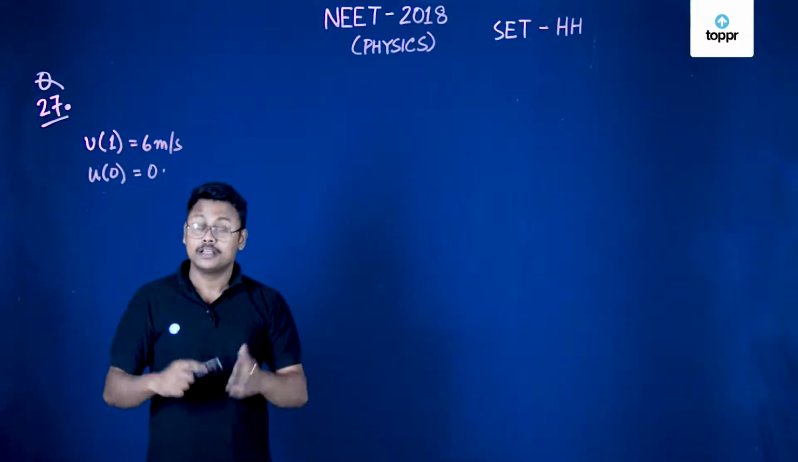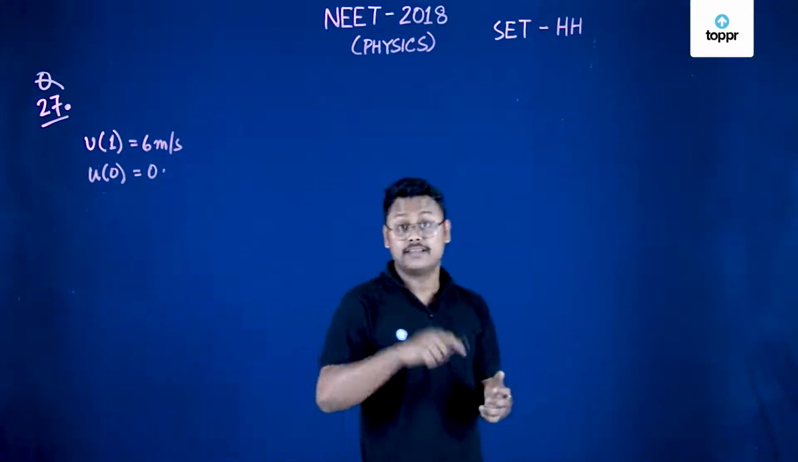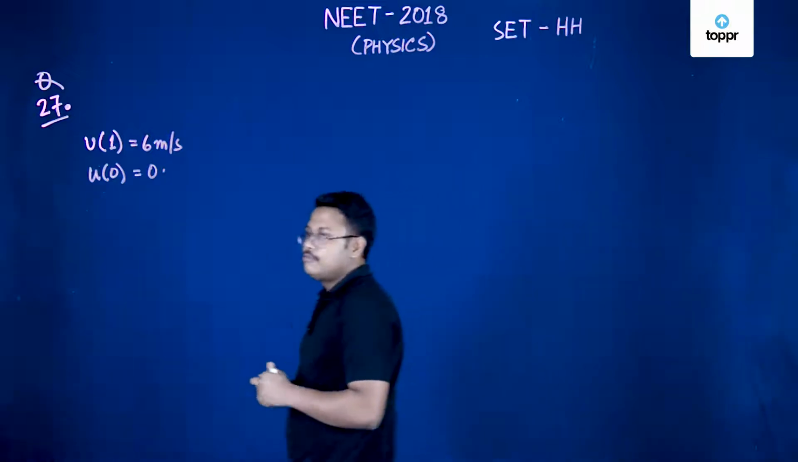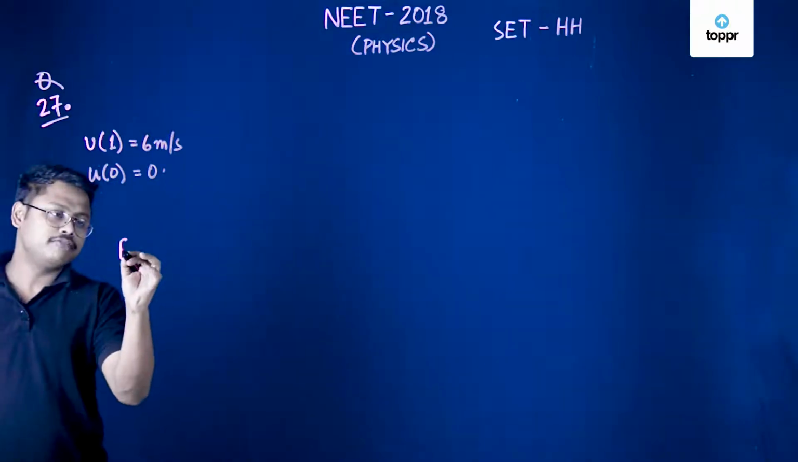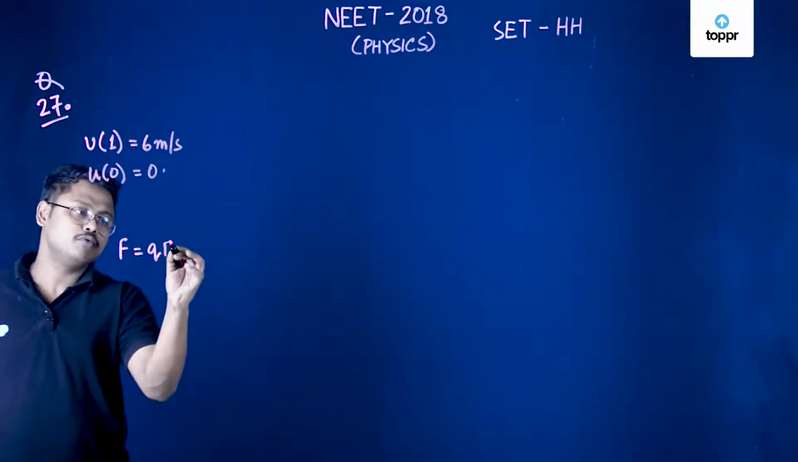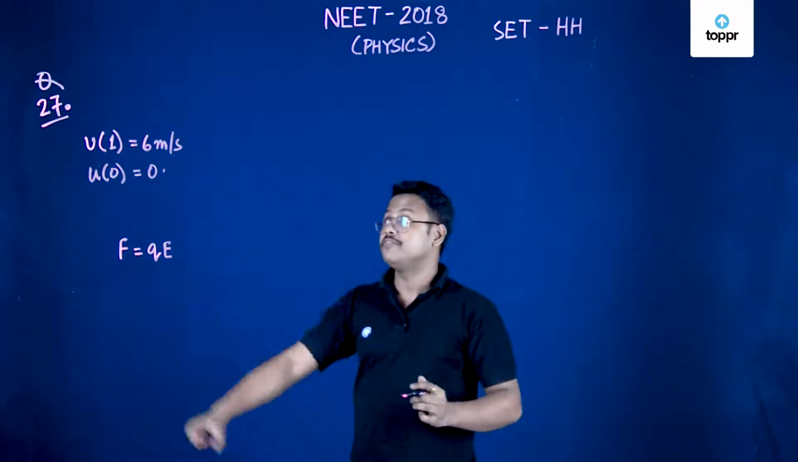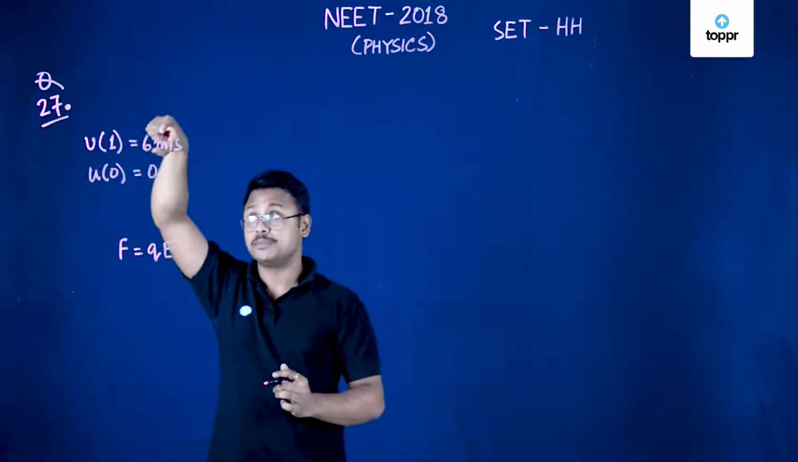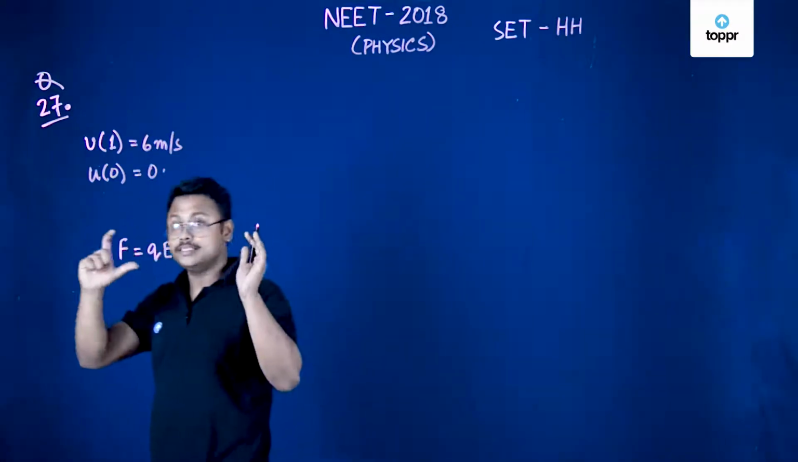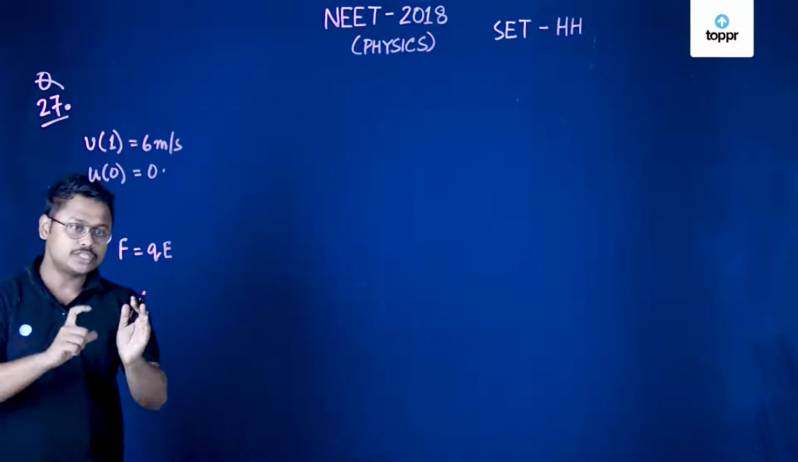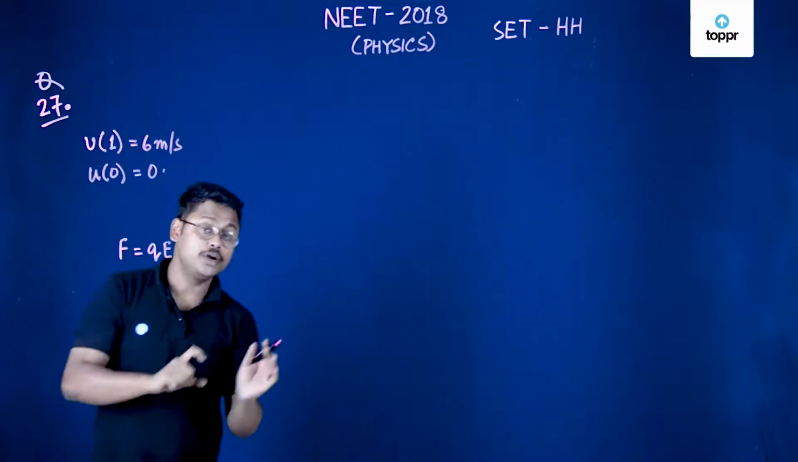Hello students. Now let us discuss question number 27. It says that when a force QE, an electric field, is applied, that is Q into E force is applied, the toy car will have the velocity after 1 second of 6 meter per second, and the initial velocity is 0, right? So first we'll see the force is equal to Q into E.